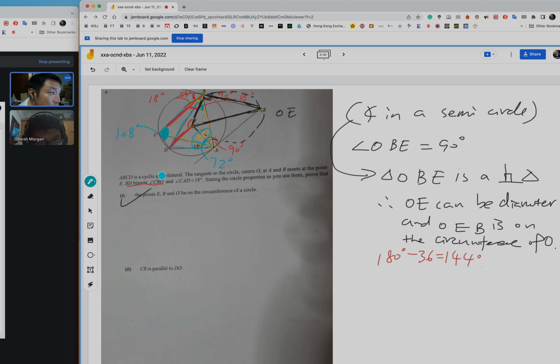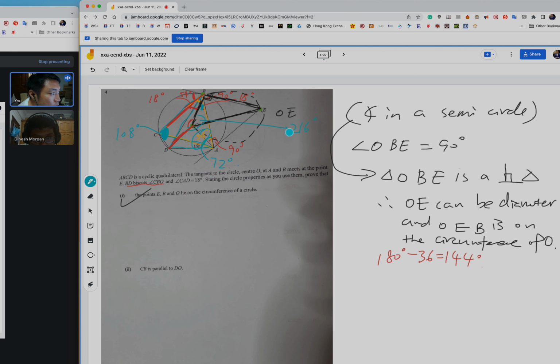108, then the angle at the center is 2 times the angle at the circumference, right? So can you get this one, the whole thing? So it's 108 times 2. That's 216. This whole thing is 216.